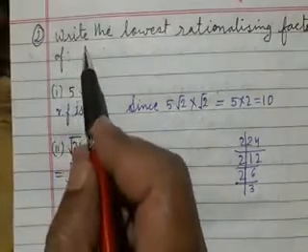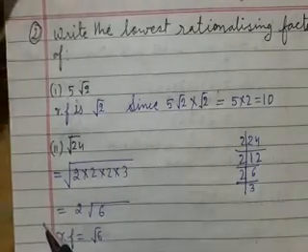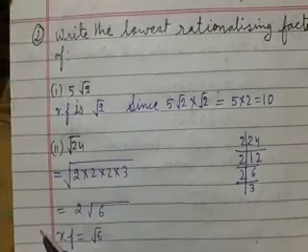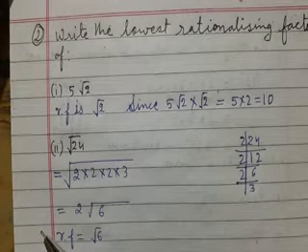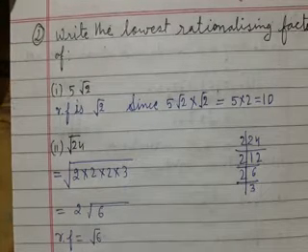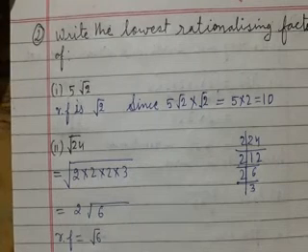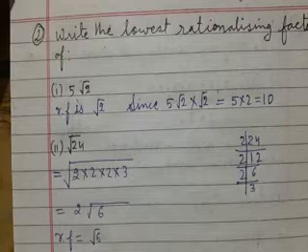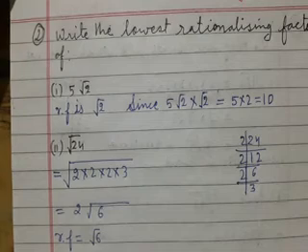Question number 2. Write the lowest rationalizing factor of the following. So first, understand what a rationalizing factor is. When two irrational numbers are multiplied and the result is a rational number, then they are known as rationalizing factors of each other.